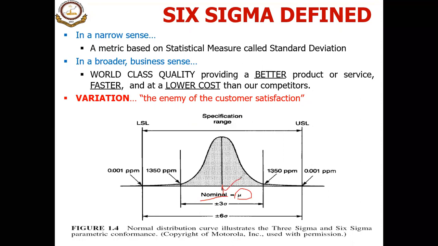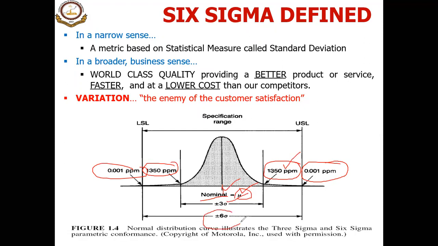So let me take the example of textile manufacturing. Let's say the length of a shirt. The target length of the shirt is given, and our process mean is exactly hitting that target value. That means in this diagram we are assuming that the process mean is hitting the target, and then we are indicating how many defects per million, parts per million, we are producing out of the specification limits. So if our process is working on plus minus 3 sigma, that means out of 1 million, how many parts per million we are producing.